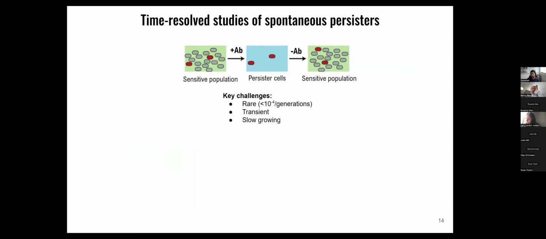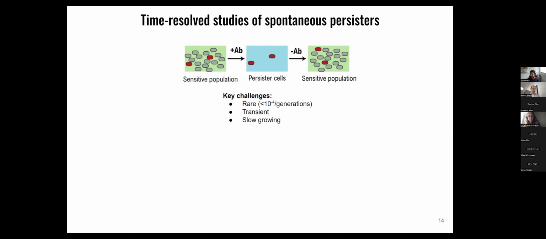And therefore, when you treat them with antibiotic, these cells can just survive or persist through the treatment. And when the antibiotic is removed, they can go back to recreate the original population because they are not genetically any different. They're simply a phenotypic outlier. And it has been very difficult to study these cells because of this transient nature, because you have to catch them during the act, because they're going to just go back to recreating the original population.